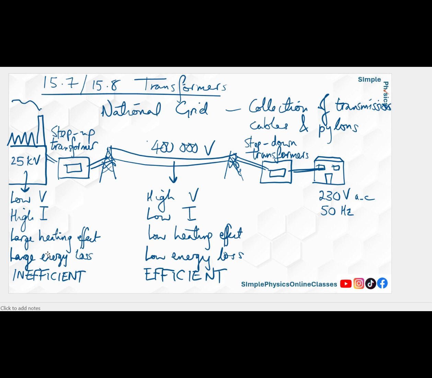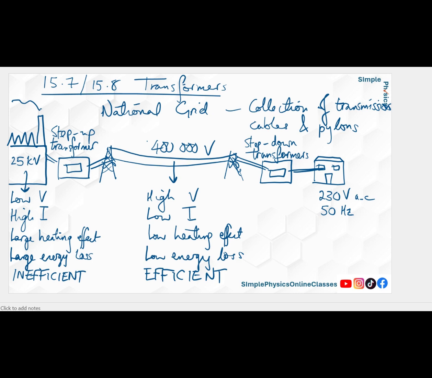So what do you do? You step it up to 400,000. High voltage means low current. Low current means less heating effects, less energy loss, and it's more efficient. And then 400,000 volts you don't want in your house, you'd catch fire, so you have to step it down to 230 volts AC, 50 hertz, which is mains electricity. So that was the big picture. Essentially what happens in the power station is the AC generator. Okay, so now let's move on.